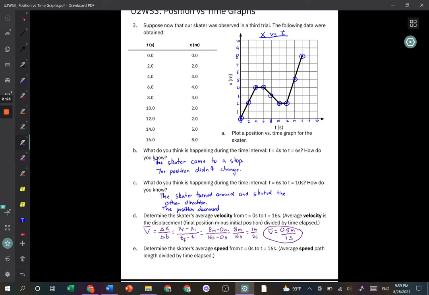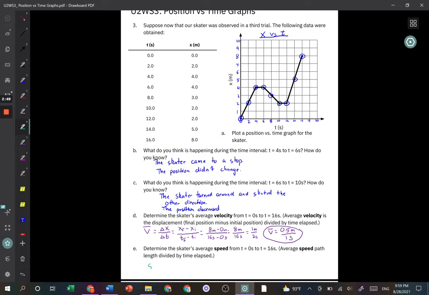Problem 3E. Determine the skater's average speed from a time of 0 seconds to a time of 16 seconds. Average speed is the path length divided by the time elapsed. So I'm actually going to change up the color a little bit. I'm going to use green so that we can go over our line a little bit.